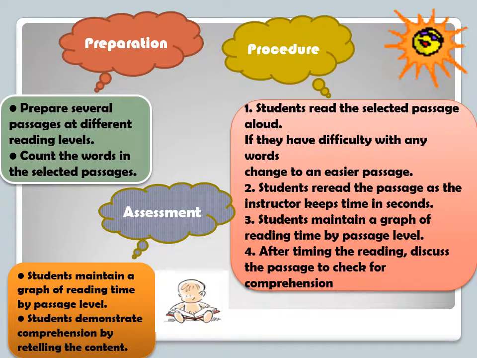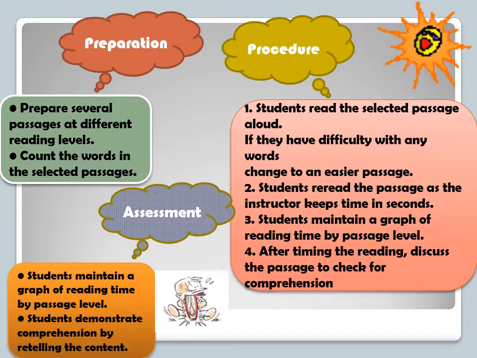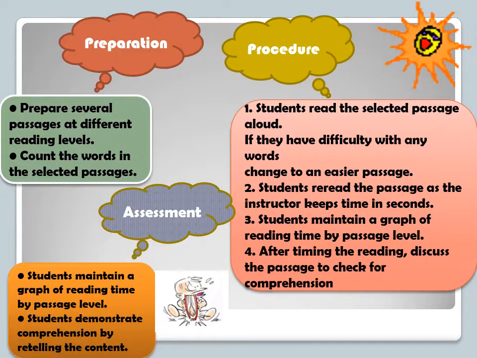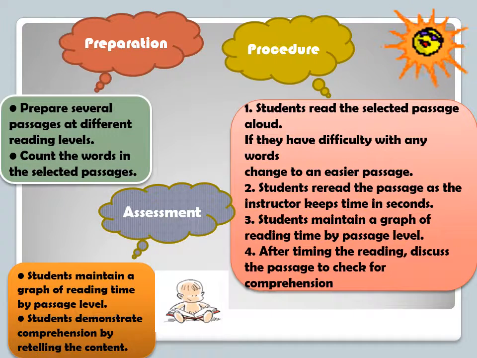Second, students reread the passage as the instructor keeps time in seconds. Third, students maintain a graph of reading time by passage level. Fourth, after timing the reading, discuss the passage to check for comprehension. The last one is the assessment of this lesson plan. First, students maintain a graph of reading time by passage level. And the second is students demonstrate comprehension by retelling the content. Okay, that's all of our lesson plan.